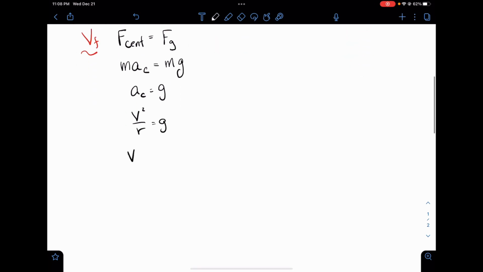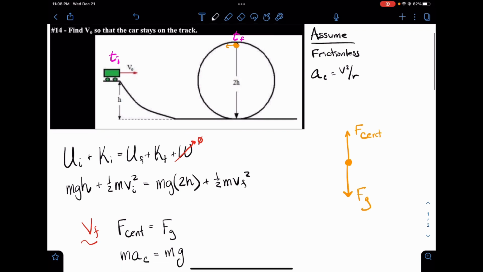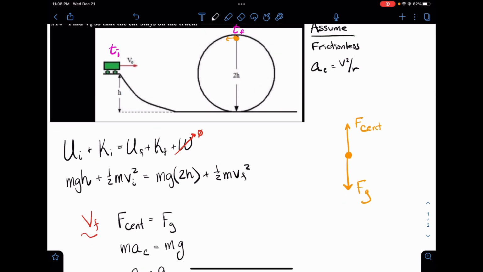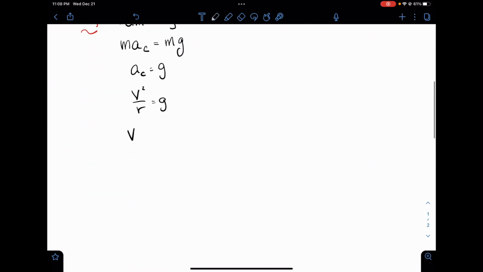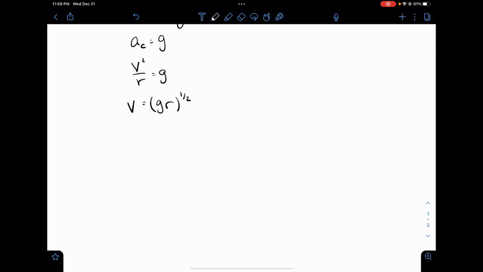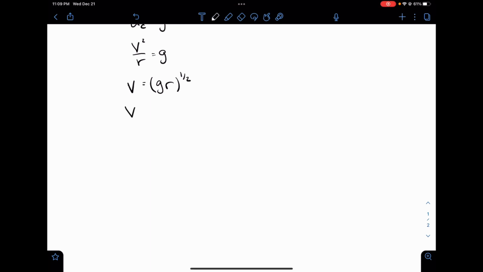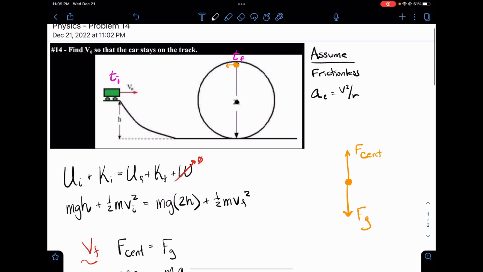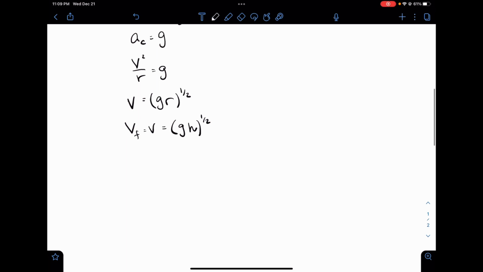And now if we're solving for v, because our v is going to be the speed tangential, this v is the speed your object is going in the centripetal motion, causing that pseudo acceleration outward in your circular motion. So v is just going to equal gr to the 1/2. And so our v final equals g times what is r? R is just one single h. The radius is just half of our circle, which is just h. And so now we know that the square root of g times h is our v final.